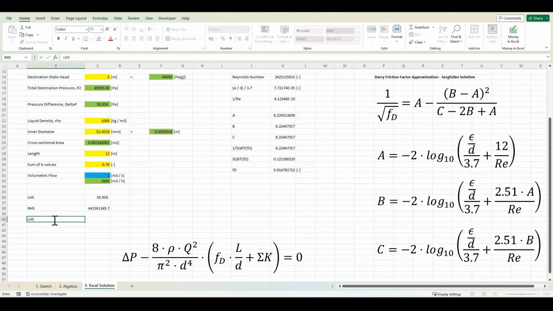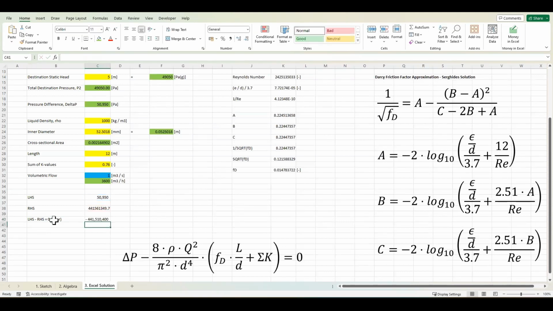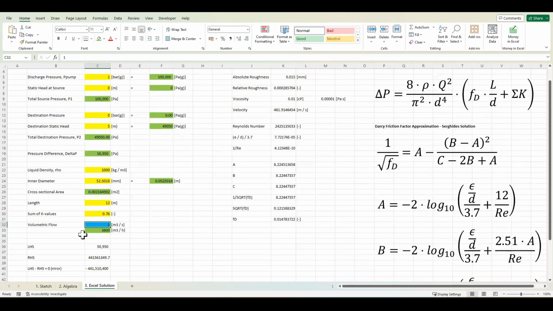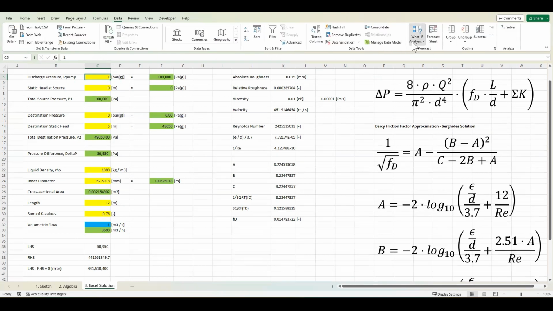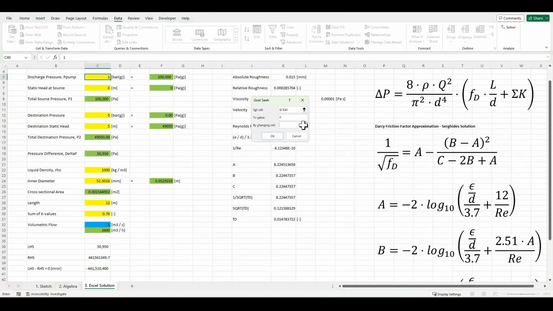Now, what we want to happen is for the left-hand side and the right-hand side to be equal, so the difference needs to equal 0. So we can call this field here the error, essentially, if you want to call it that. We're just going to define that as this minus that. Now, how you solve this depends on what you want to achieve. So if you want to find out what flow you get when you set the discharge pressure of your pump to, let's say, 1 bar, you can go into your goal seek and say set this value to 0 by changing the volumetric flow rate.